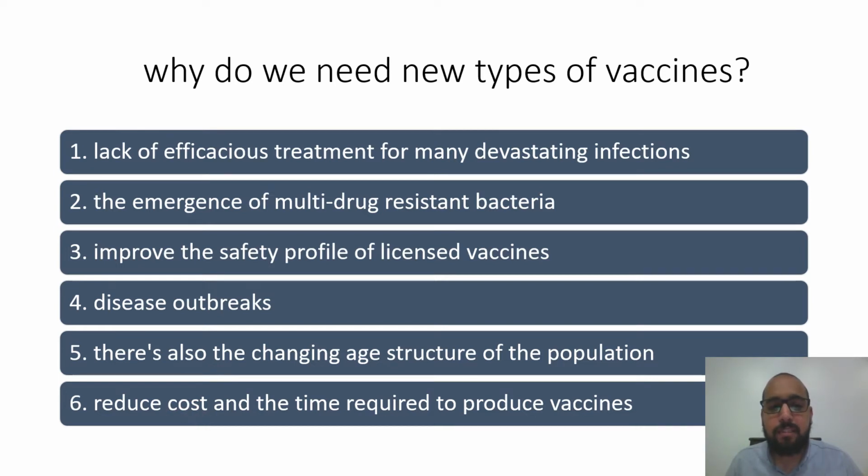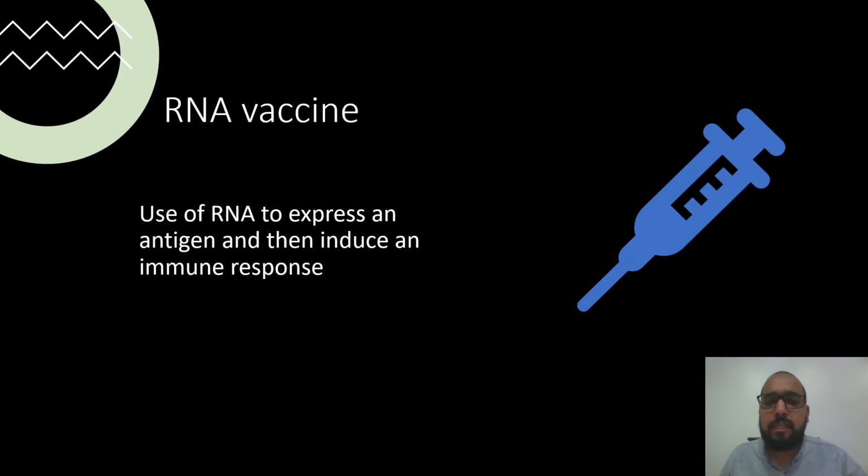So an RNA vaccine is really just defined as the use of RNA to express an antigen and then induce an immune response. The problem with DNA and RNA vaccines is that they require a delivery vehicle to get the nucleic acid either into the cytoplasm in the case of RNA or the nucleus in the case of DNA, but also to protect it from degradation while it's making that journey.